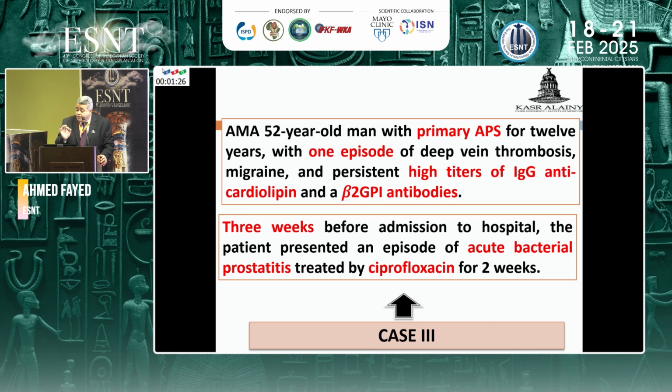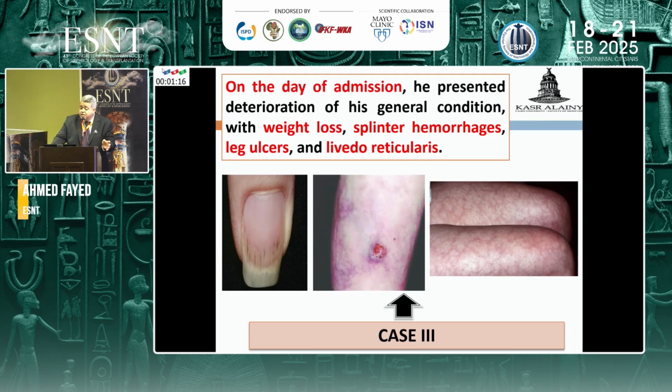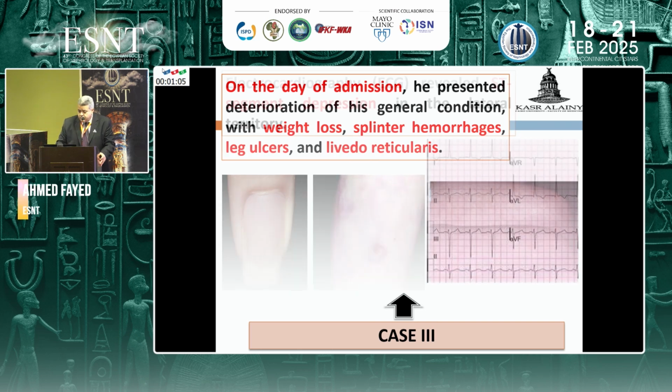And 3 weeks before admission to the hospital, the patient presented with acute bacterial prostatitis treated by ciprofloxacin for 2 weeks. And on the day of admission, he presented with the deterioration of the general condition with weight loss, splinter hemorrhage, leg ulcers, and livedo reticularis, as you see in the picture.